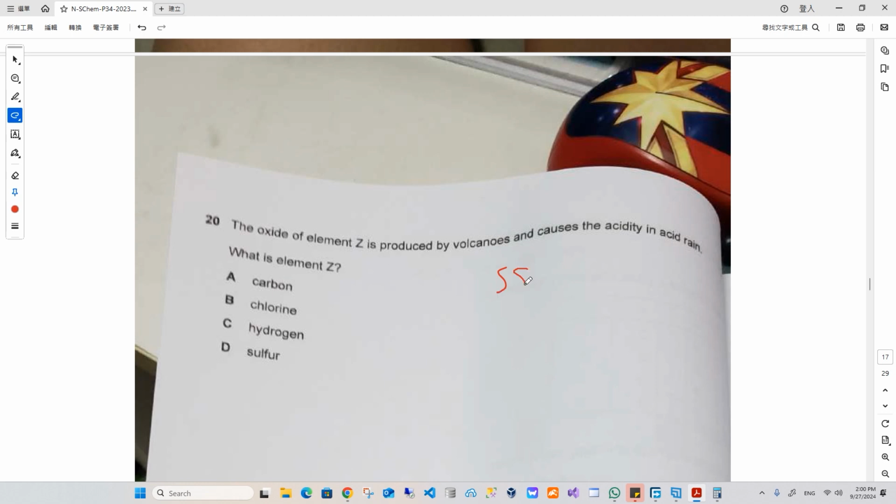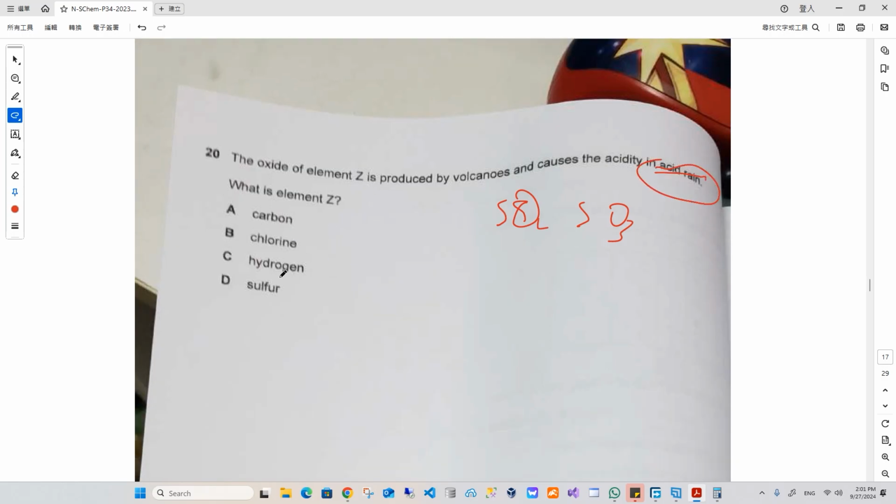So SO2 or SO3 also, part of the gas underground, or sulfur actually burns in the air, becomes sulfur oxide, or outside it is the pollutant, acid rain, right? So it can't be chlorine, it's got to be sulfur. So this answer.